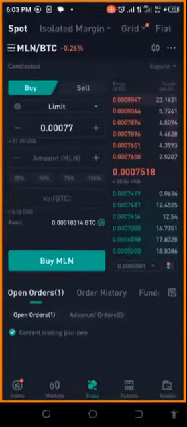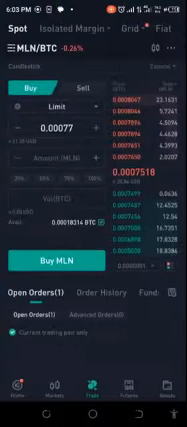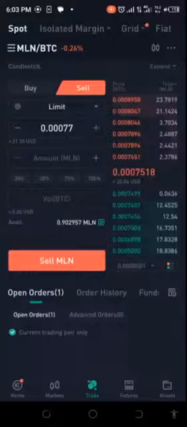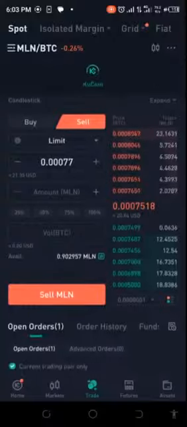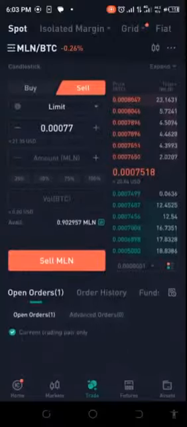I'm a bit confused. Let me check this out. What's going on here? Have I sold all my MLN? Let me go ahead and check. It seems like I actually got it sold. My MLN. Okay, now I get it. I had already sold part of it.